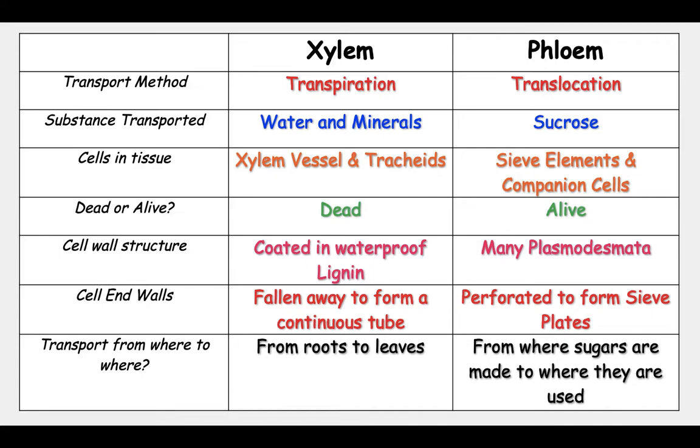In the xylem, your cell wall ends have fallen away completely to form a continuous tube, whereas in the phloem, they are perforated to form sieve plates. In the xylem, it transports water and minerals from the roots to the leaves. In the phloem, it transports it from where the sugars are made, so generally in the leaf, to where they are used.